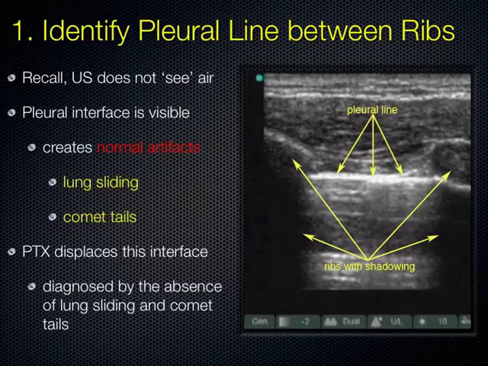When you have a pneumothorax, this interface is obliterated. Essentially, you will have the parietal pleural line, but you will not see the motion of the visceral at the parietal line.